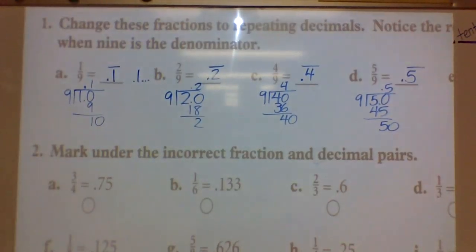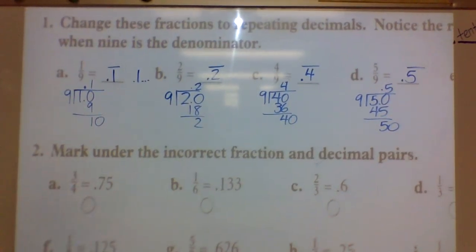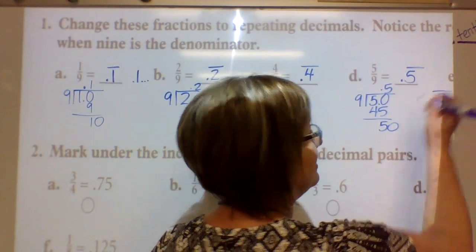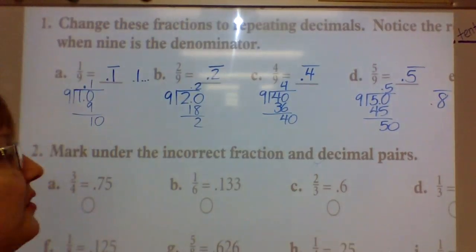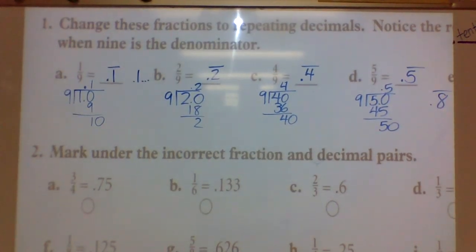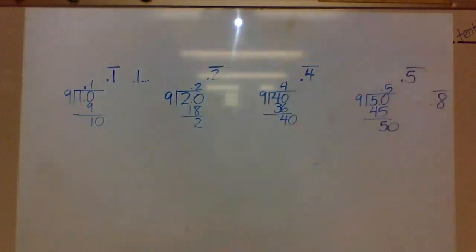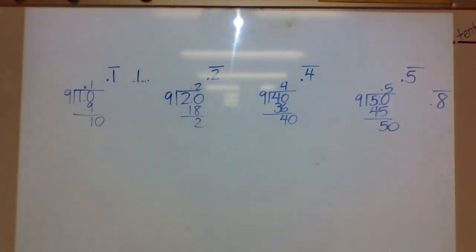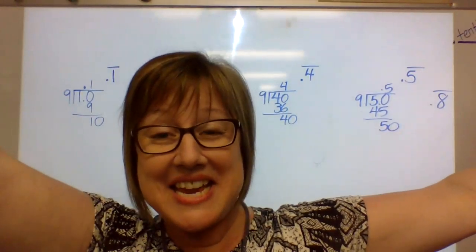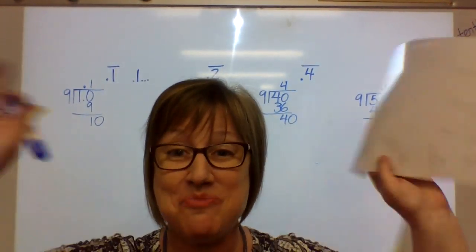And then, what was the last one? F is 8/9. I think you can figure that one out too. It's off my screen, but it'll be 0.8 repeating. Okay, then go down here and mark those like I said. And then the rest of it, oh, I'm so excited to say, is review. We are finally done with this year and with elementary math.